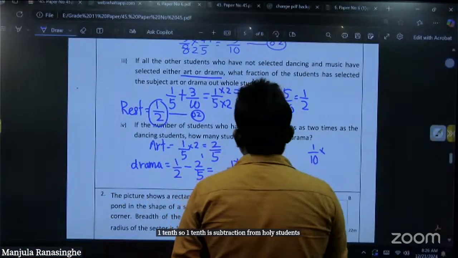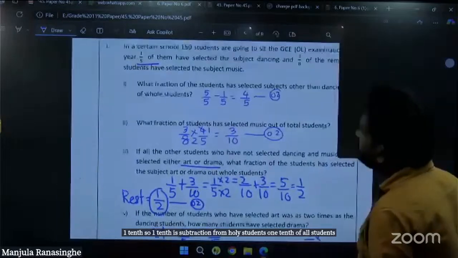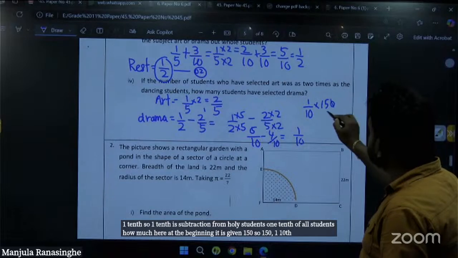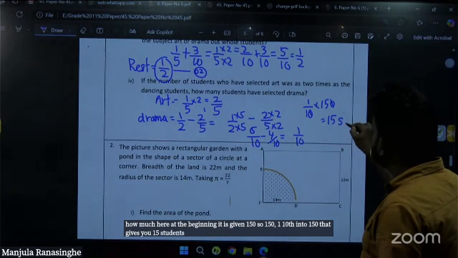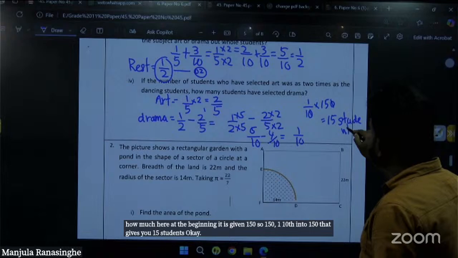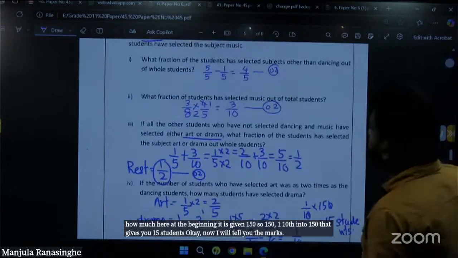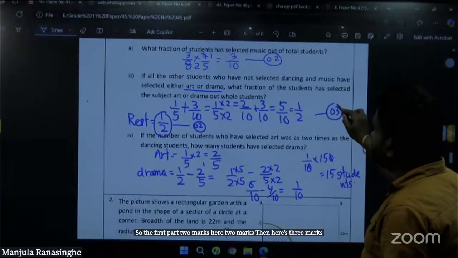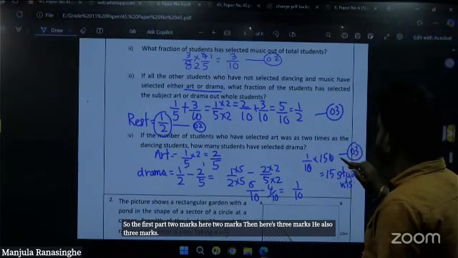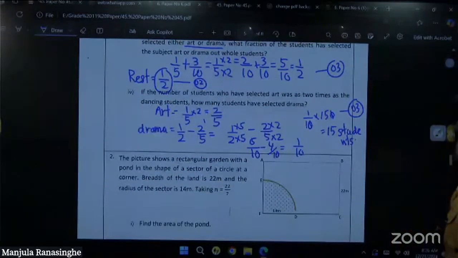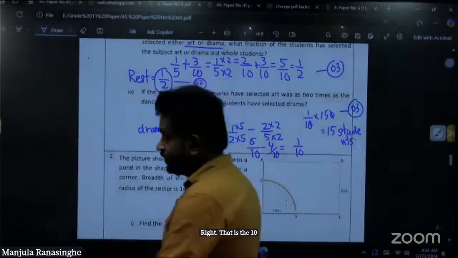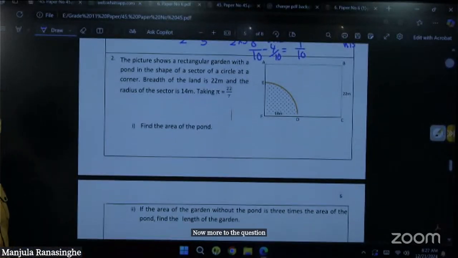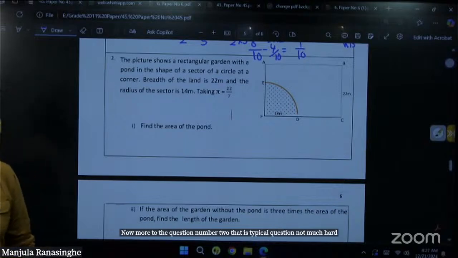1/10 of the whole students, how many is that? At the beginning it is given as 150. So 1/10 into 150 gives you 15 students. Now I will tell you the marks. The first part 2 marks, here 2 marks, then here 3 marks, here also 3 marks. That is the 10 marks question. Now move to question number 2. That is a typical question, not very hard.